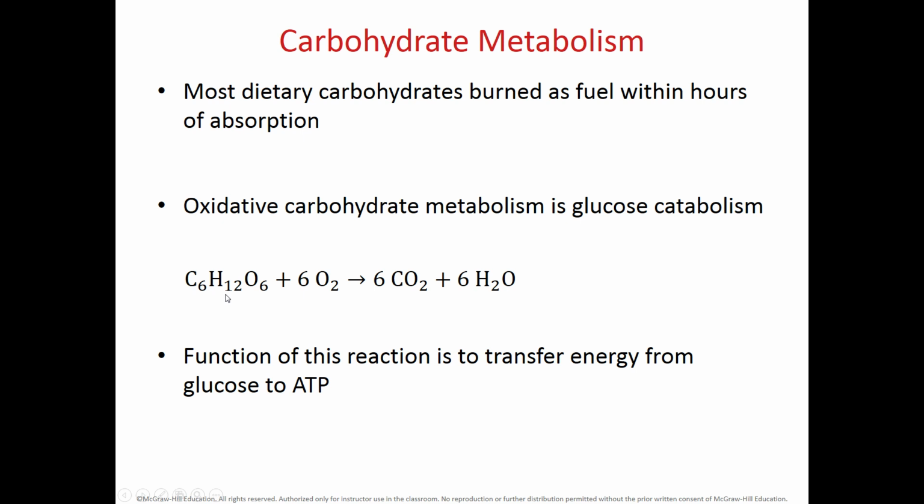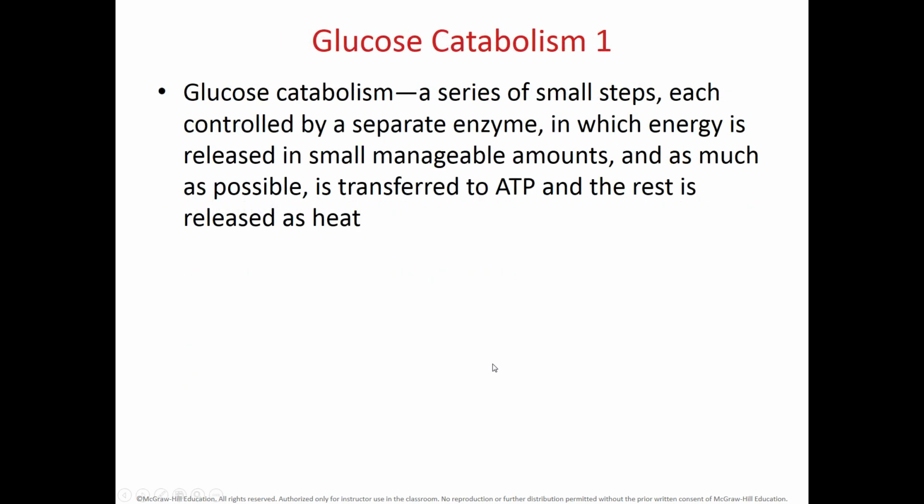So we have C6H12O6 plus 6 molecules of oxygen that are going to be converted into these byproducts: ATP, 6 carbon dioxide, and 6 molecules of water. Glucose is catabolized through a series of small steps, and these are controlled by different enzymes. The actual glucose catabolism is called glycolysis, and glycolysis happens within the cytoplasm. The ultimate byproduct of glycolysis, pyruvate, is going to enter into the mitochondria so you can generate more ATP.